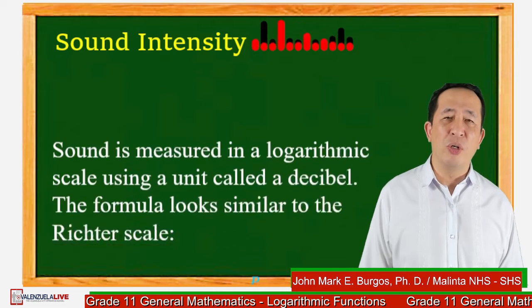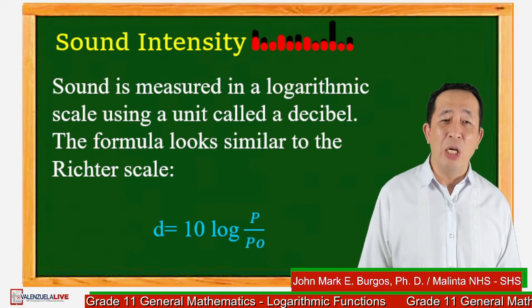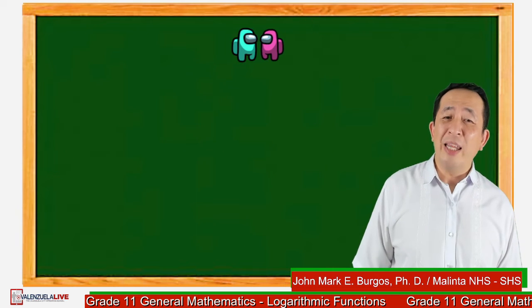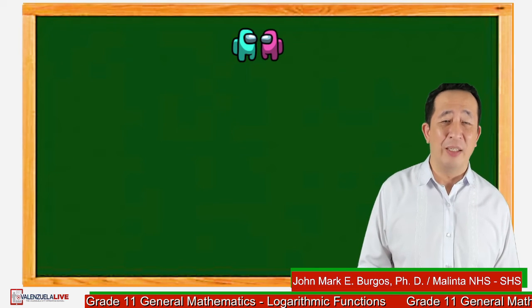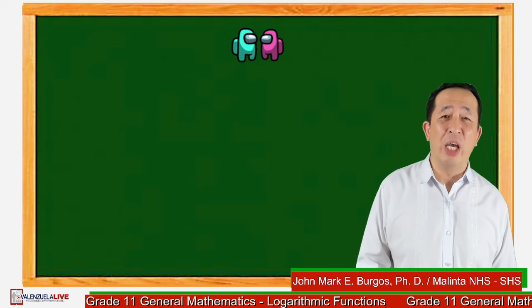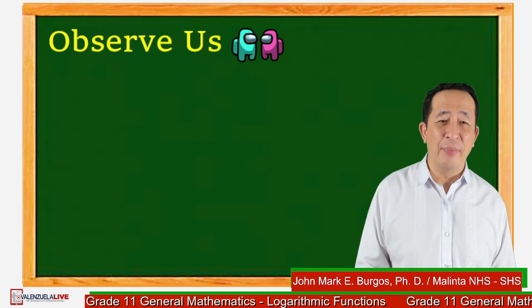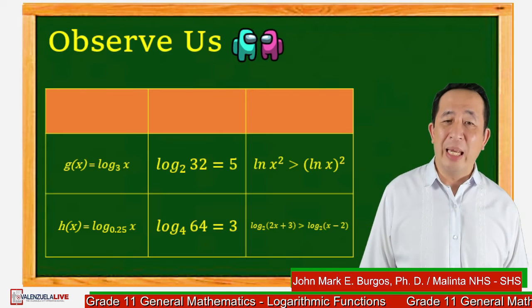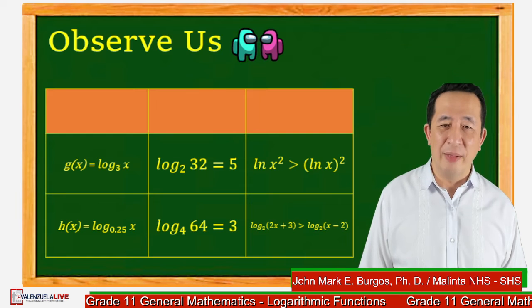Sound is measured in a logarithmic scale using a unit called a decibel. The formula looks similar to the Richter scale, where d is equal to 10 logarithm of p over p sub 0. Now let us proceed to the next objective of this lesson, which is the distinction between logarithmic function, logarithmic equation, and logarithmic inequality. To give you an example of a logarithmic function, g of x is equal to logarithm of x with base 3.